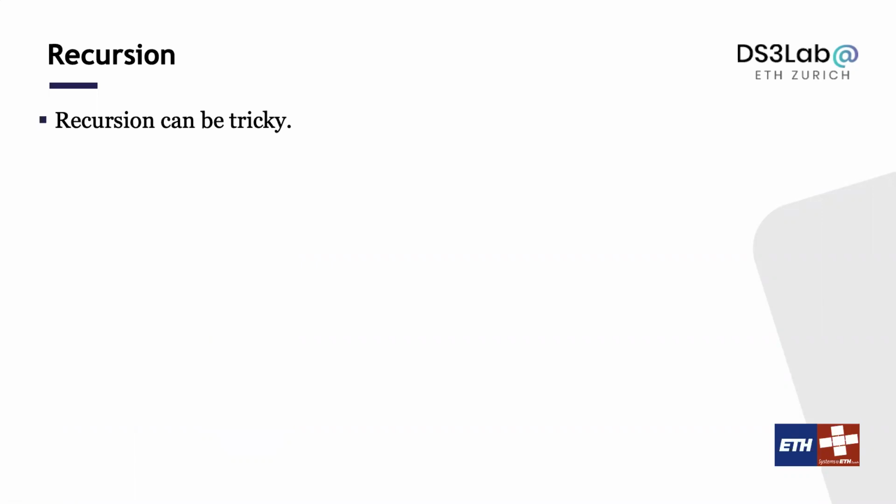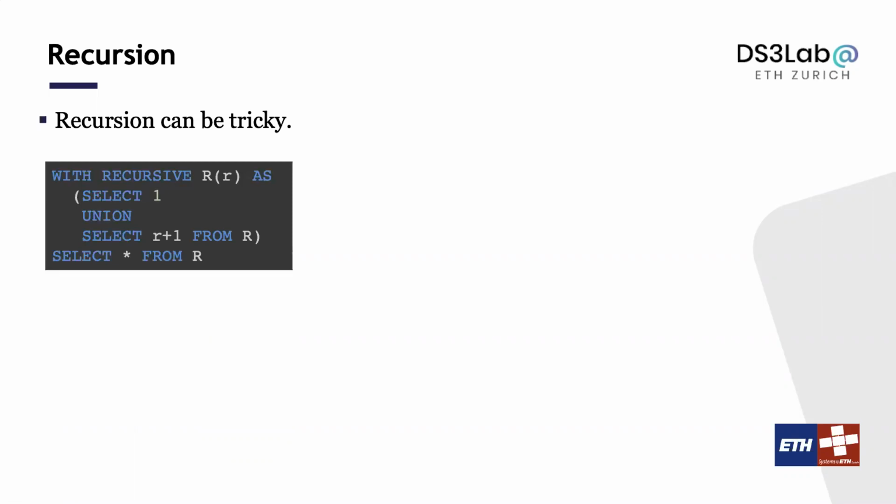But this can get tricky, so let's look at a couple more examples. Assuming I have a relation that looks like this, very similar to the previous one, the first query is still select 1 and then the union. But here I change this a little bit: I select R plus 1 from R. Essentially, I take whatever is in your previous step, calculate one plus whatever content you had before, and then use that as the result.